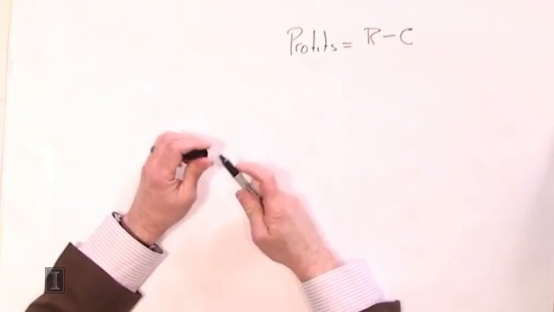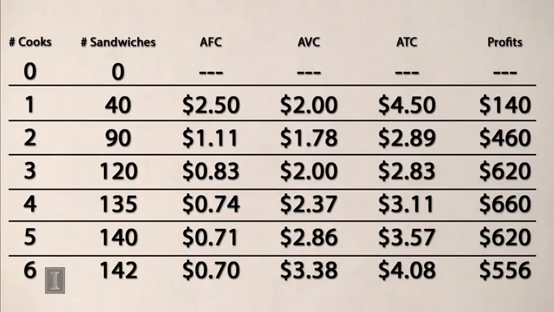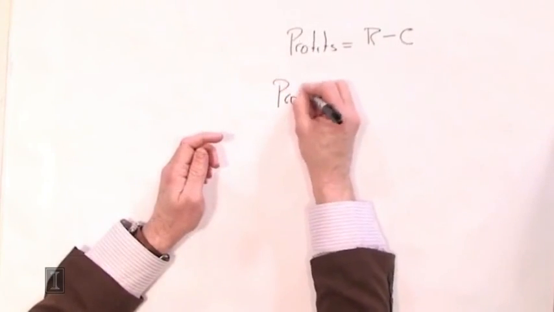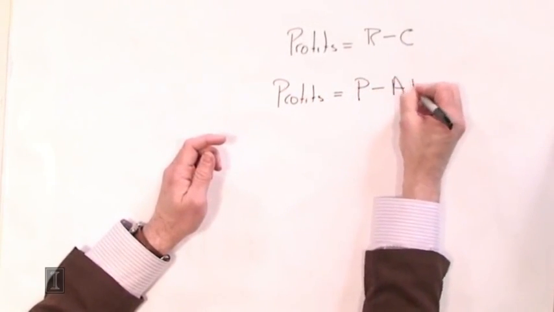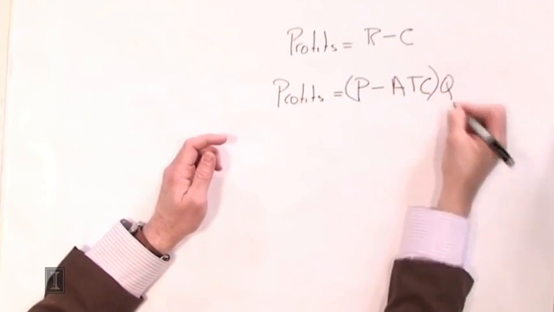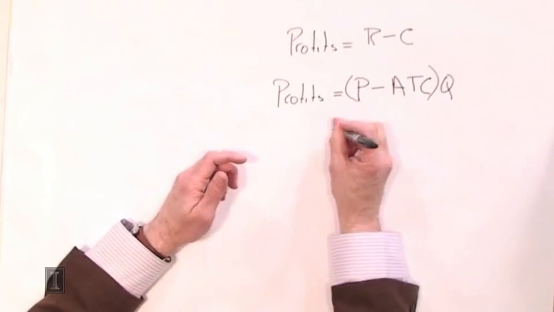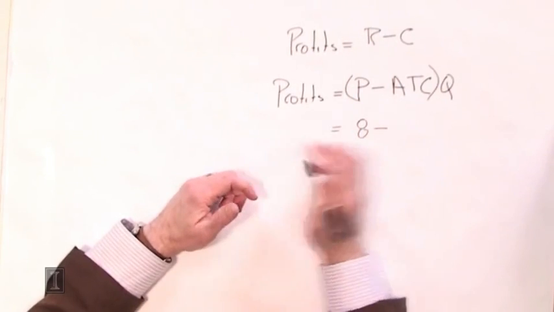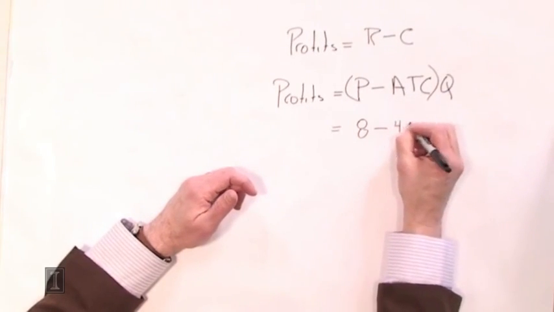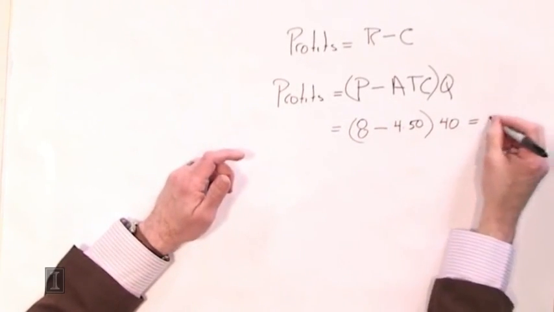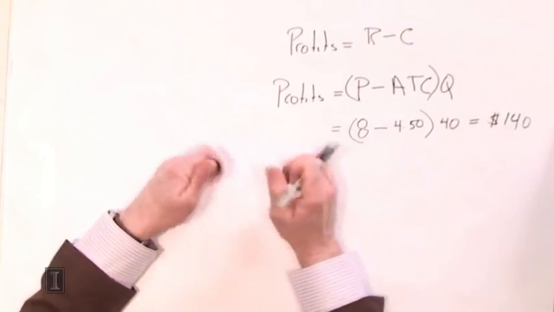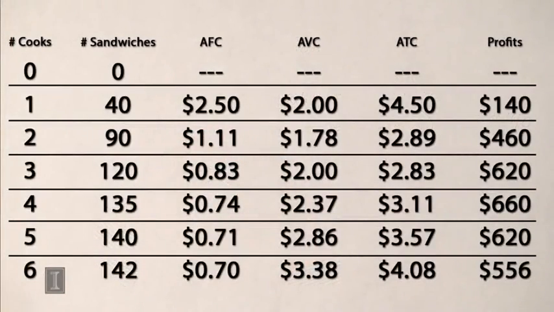So when you have one cook and you produce 40 barbecue sandwiches, your profits are $140. And the way you get that is by taking the profits at that level, which is going to be the price, the revenue per unit, minus the average total cost, the cost per unit, times how many units you produce. So in this case, when you have one cook, it's going to be 8 minus 4.50 times 40, which is the units you produce. And that's going to be equal to $140.